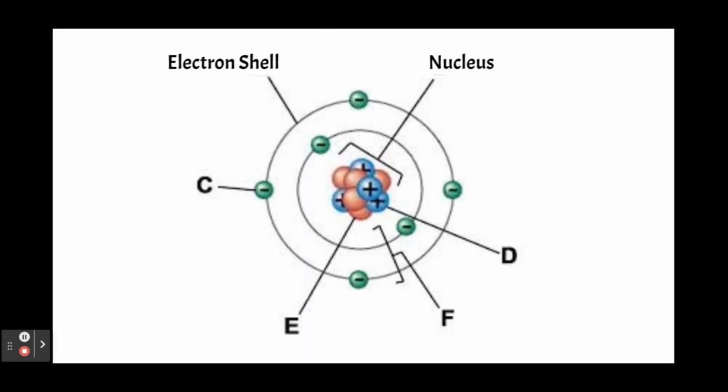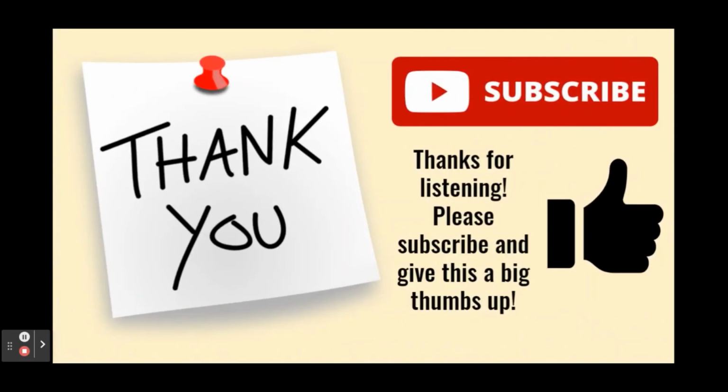And then C, the answer is electron. So this is an electron. It surrounds the nucleus, which consists of protons and neutrons. So then D is proton. So protons are the positively charged subatomic particle. And then E is neutrons. This has no charge. And then finally, F is the electron cloud.